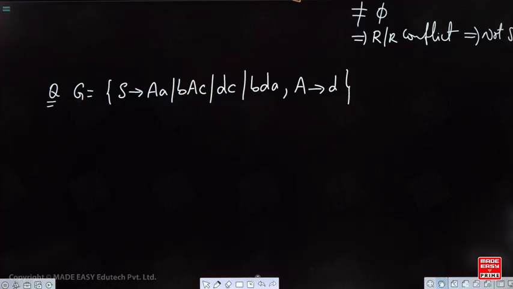In the kernel, we can get multiple entries in the dollar column. In the dollar column, we can get the reduce because Follow of A and Follow of S both have dollar. When dollar is common, you can get reduce.